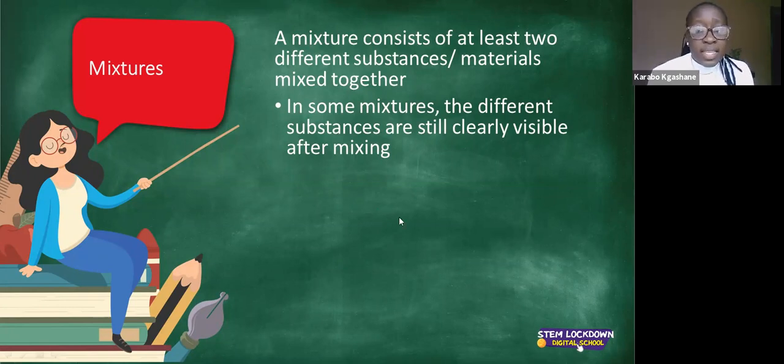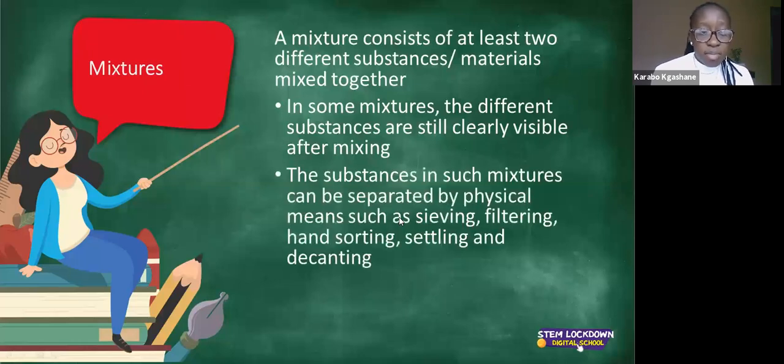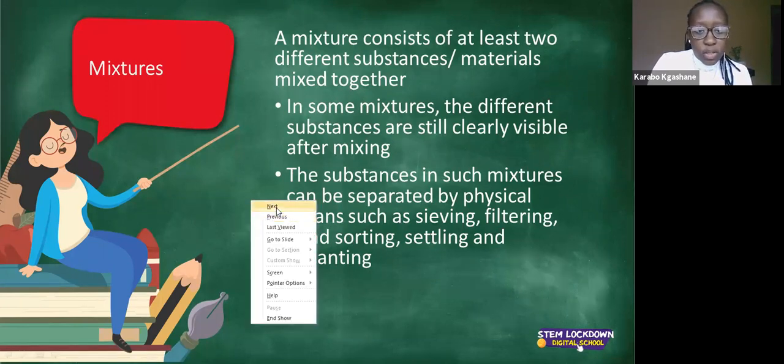All right. The substances in such mixtures can be separated by physical means, such as sieving. This is an example of flour when trying to bake. Filtering, hand sorting, settling, and decanting. We have spoken about that already.